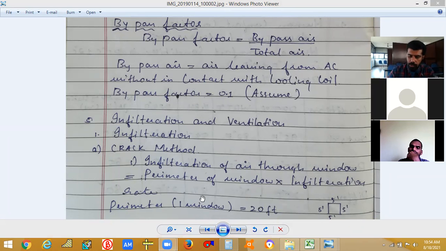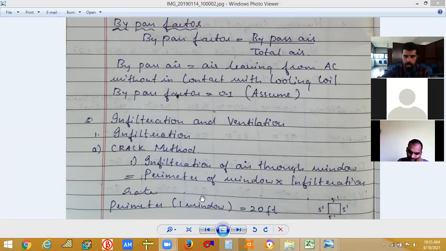Infiltration rate. So the infiltration rate for a window is 0.37. We'll get that from page number 5.3, in the other column. Infiltration rate for window is 0.37, and for a door it is 1. 0.37 CFM per feet of crack. And for non-residential doors it is 1 CFM per feet square. Okay, that we can do.